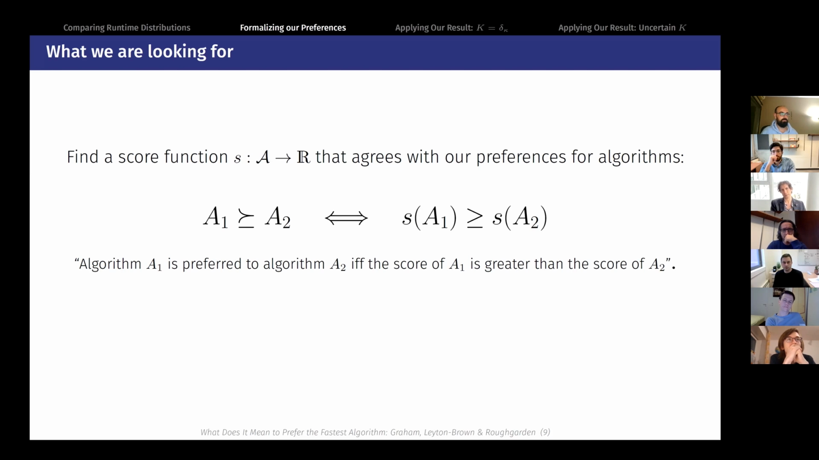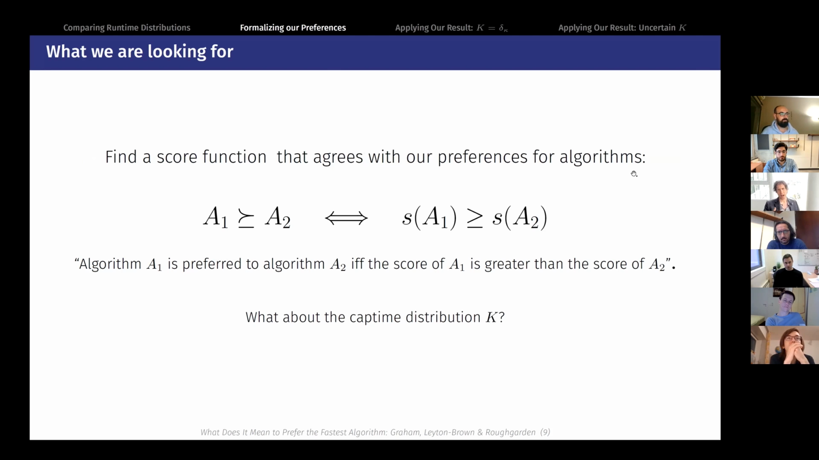So algorithm 1 is weakly preferred to algorithm 2, that's what this squiggly greater than symbol means, if and only if my score for algorithm 1 is greater than or equal to my score for algorithm 2. So that's going to be my mission statement here, trying to come up with some score like that. And notice that I told you about cap time distributions, I didn't say anything about cap time distributions in this, so I'm going to have to fix that.